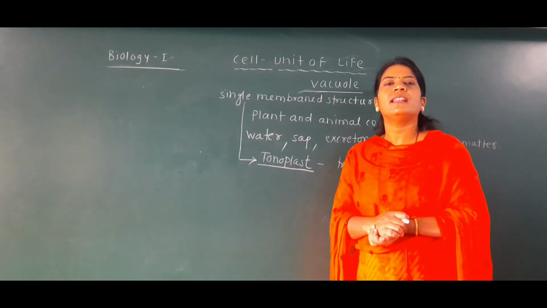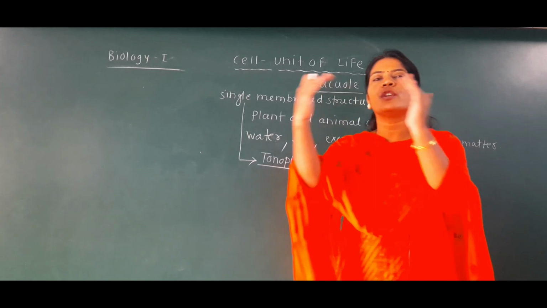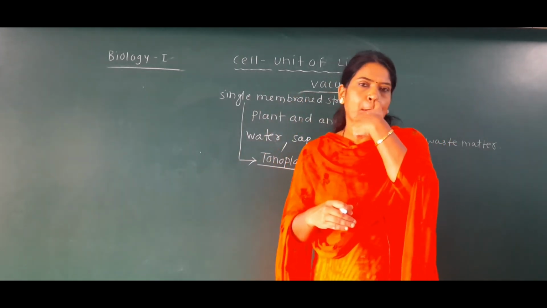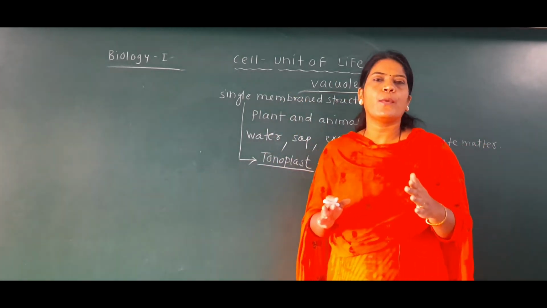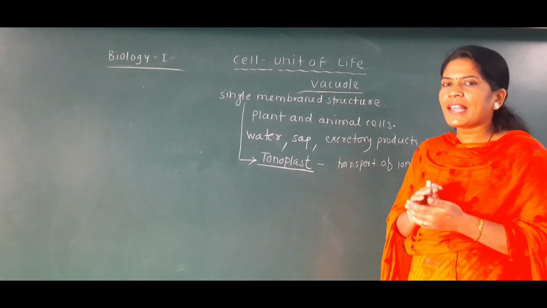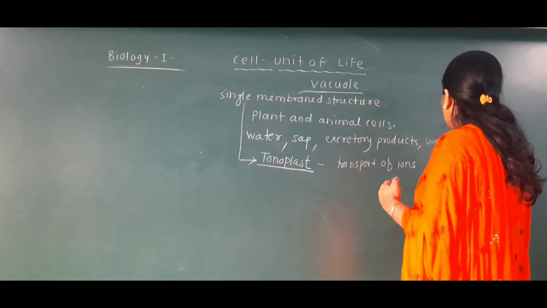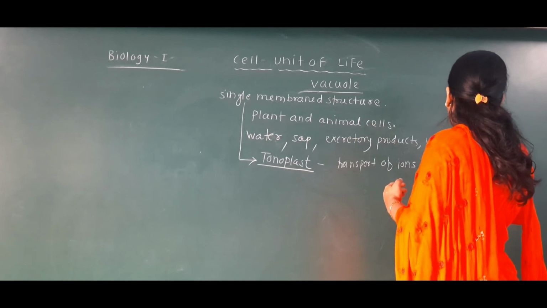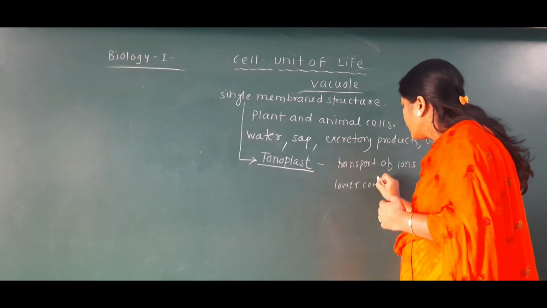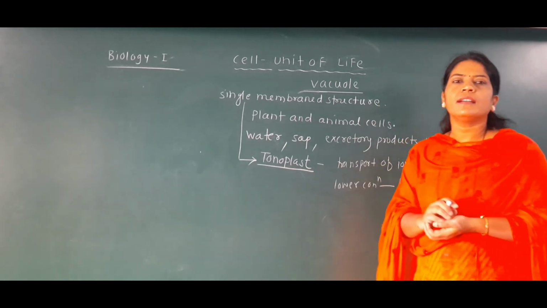Against concentration gradient means, in the function of the plasma membrane we have seen along concentration gradient means from higher concentration to the lower concentration, but against concentration gradient means from lower concentration to the higher concentration. So this tonoplast is responsible for the transport of ions or other molecules. Okay, but how does this transport take place? Against concentration gradient, that means from the lower concentration to higher concentration. Okay, it is called the against concentration gradient.